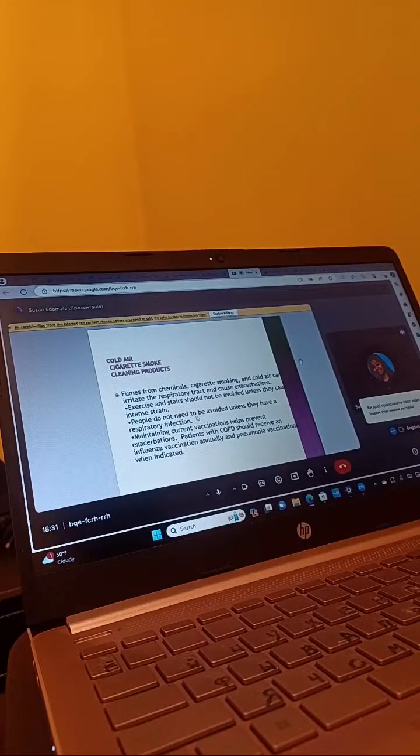People do not need to be avoided unless they have respiratory infection. So no need to avoid children. Maintaining current vaccination helps to prevent exacerbation. Patients with COPD should receive an influenza vaccination annually and pneumonia vaccination when indicated. Everybody in the United States after the age of 65, they give them this pneumonia vaccine, I think every 5 years, and influenza vaccine is every year we have to take.